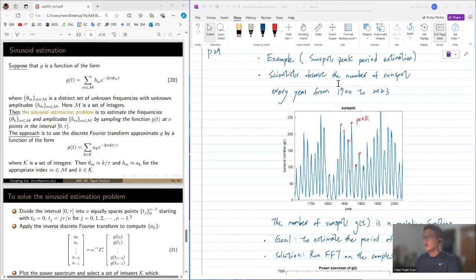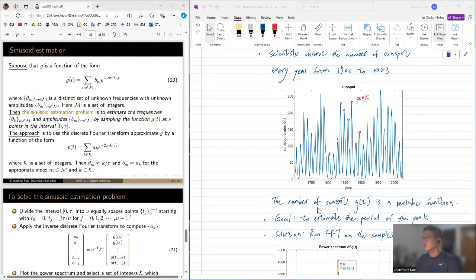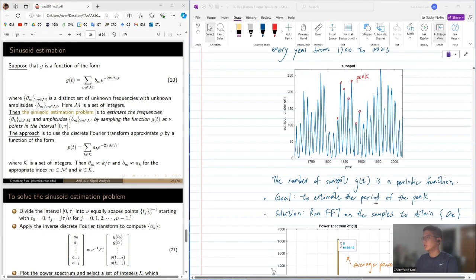Now let's look at a numerical example. In this example, we will be looking at this sunspot peak period estimation problem. Basically, scientists are very interested in the activity of the sun, and they have observed the number of sunspots every year from 1700 all the way to 2023. In this graph, you can see how the number of sunspots varies each year from 1700 all the way to 2023. And you can also see that the number of sunspots peaks every few years. Now, the goal of this problem is to estimate the period of the peak.